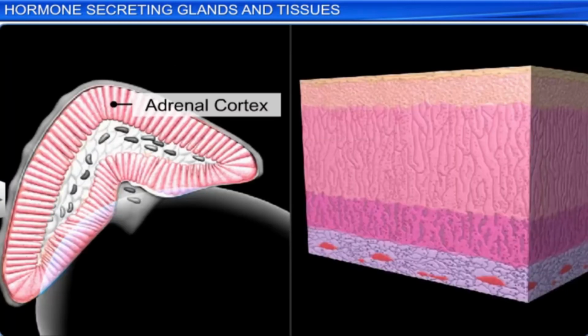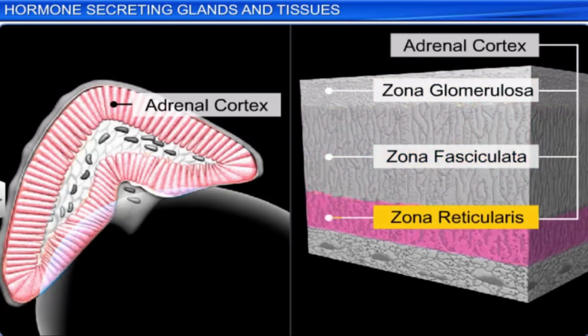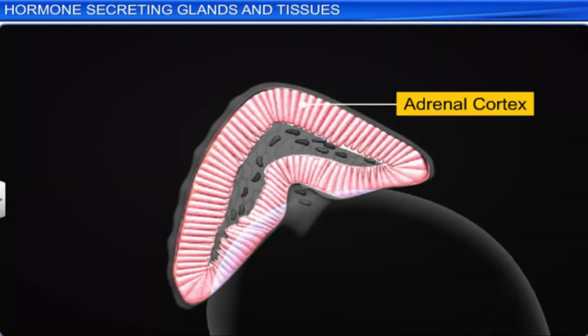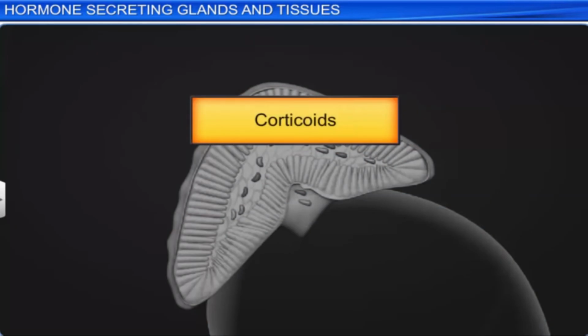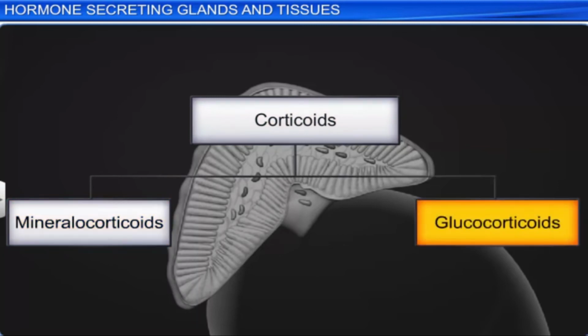The adrenal cortex is formed of three layers of cells called zona glomerulosa, which is the outer layer, zona fasciculata, the middle layer, and zona reticularis, the inner layer. The adrenal cortex secretes many hormones called corticoids. Based on their functions, these corticoids are differentiated as mineralocorticoids and glucocorticoids.